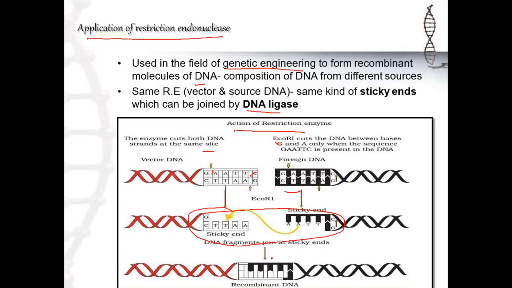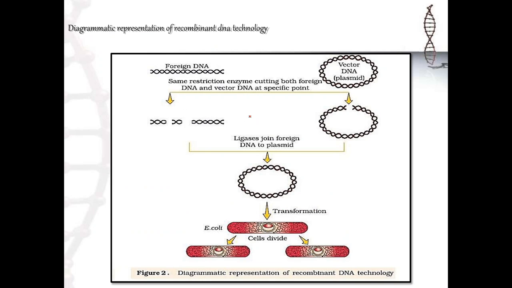DNA fragments joined by sticky ends. This sticky end here and this sticky end here will join using the DNA ligase. Now we have a hybrid DNA between the two. This is now the recombinant DNA. So because of the restriction enzyme, we are able to perform recombinant DNA. That is the application. Okay.